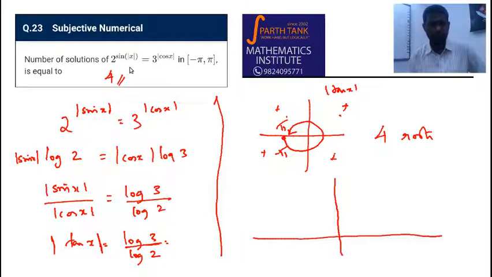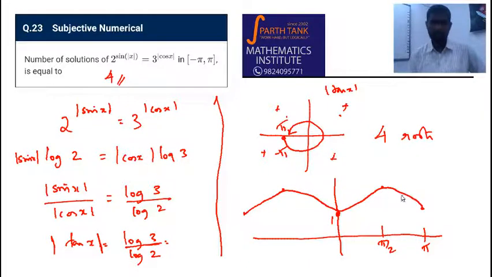That is, how will 2 sin x look like? When x is 0, sin x is 0, so 2 sin x will be at 1. Then when x is 90, pi by 2, sin of 90 is 1, so it goes to 2. And then again at pi it becomes 0, so this way. The same thing would be here also. So 2 power sine of mod x is going to be like this. This is 2 power sine of mod x, and this value is 2.